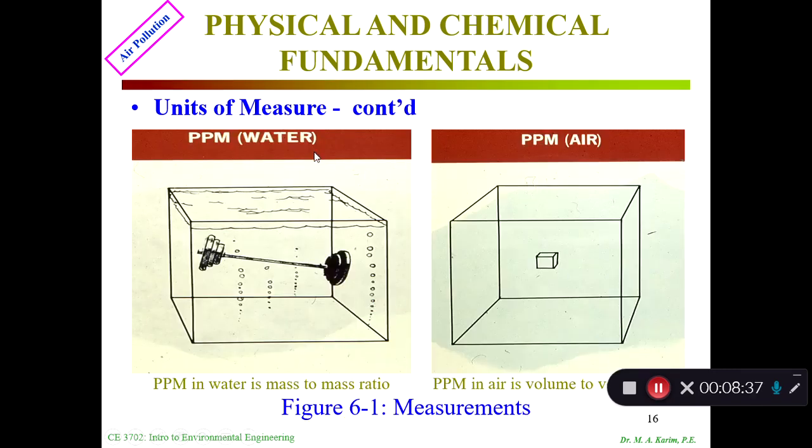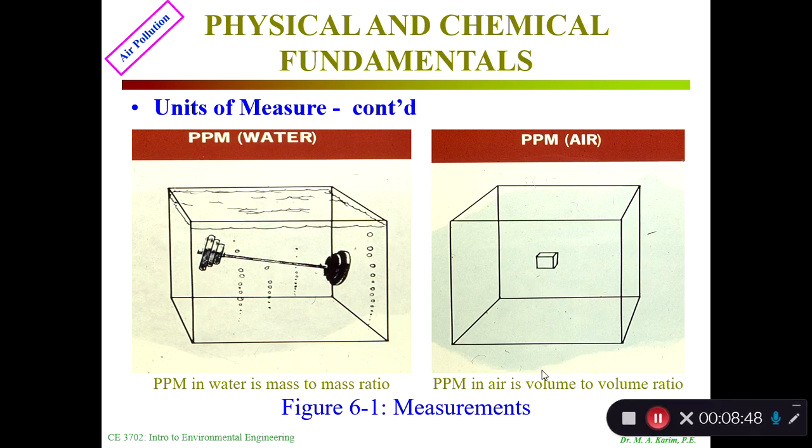So here is ppm in water and ppm in air, right? ppm in water could be a mass to mass ratio, whereas ppm in air is a volume to volume ratio. So that's the difference. This mass to mass is very unlikely for air cases.